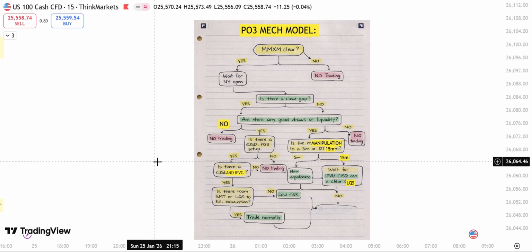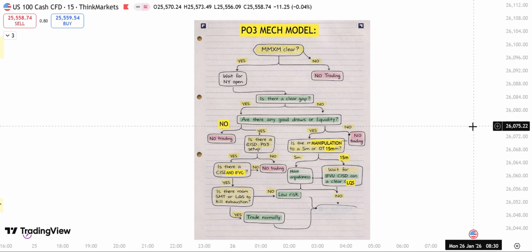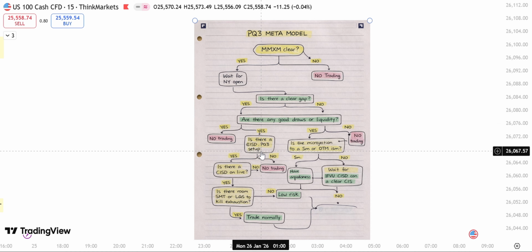Now, is there any draw on liquidity on that sell side curve if I'm using the market maker buy model? If no, then no trading, because the PO3 involves liquidity. If I don't have liquidity, then the trade is not valid, because I'm going to get either stopped out or exhausted, basically a losing trade. Now, if yes, is there a change in state of delivery? This is wrong.